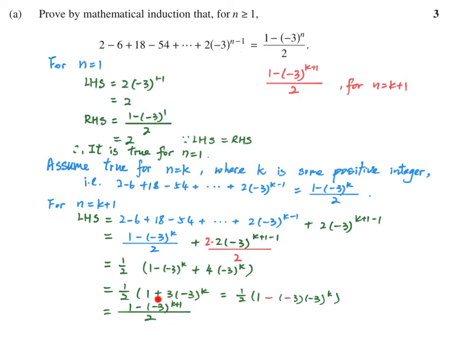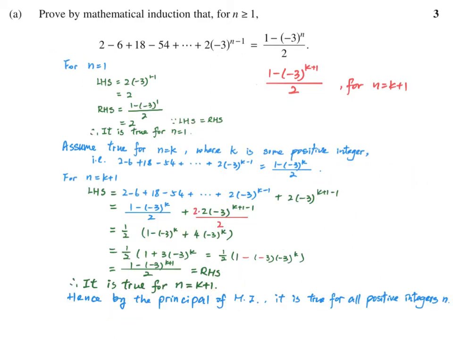How to change the plus into minus? Plus means minus 1 times minus 1. Therefore, this plus, we can change it to 2 minus. So we have 1 minus 3 times minus 3 to the power k. So we have minus 3 to the power k plus 1. What we have done is, if n equal to k is true, then the next one must also be true. That is mathematical induction.